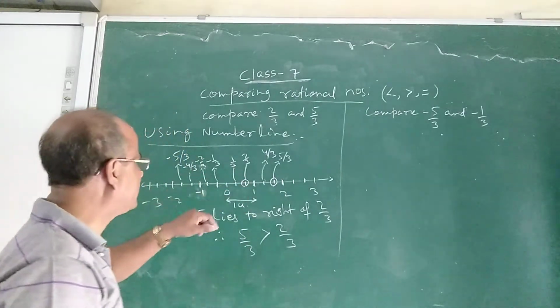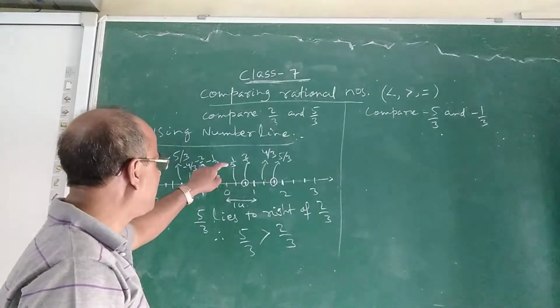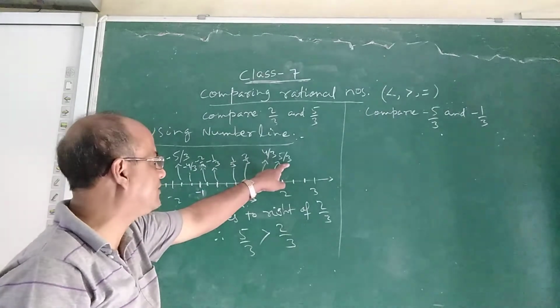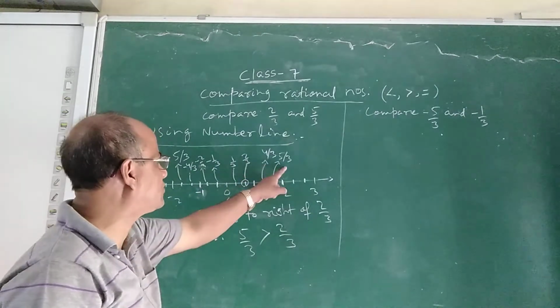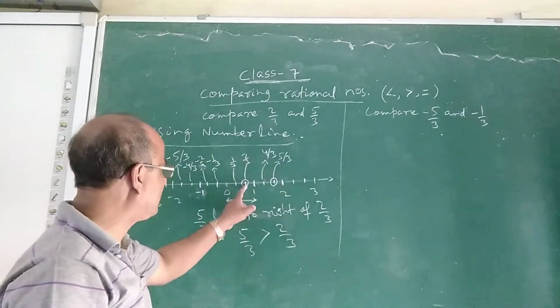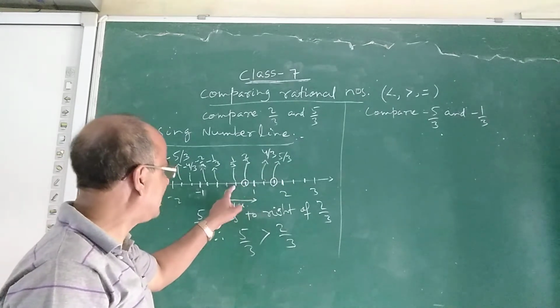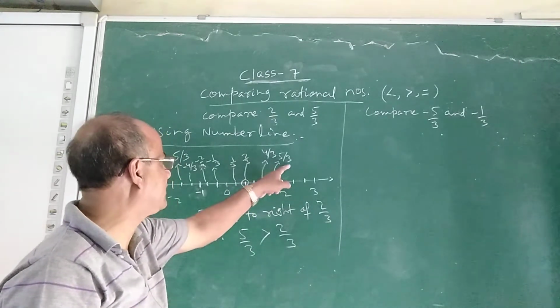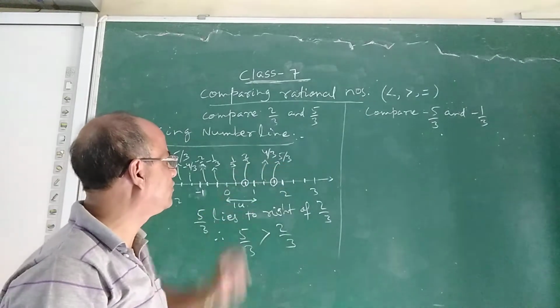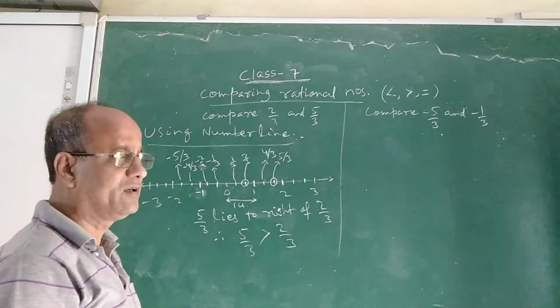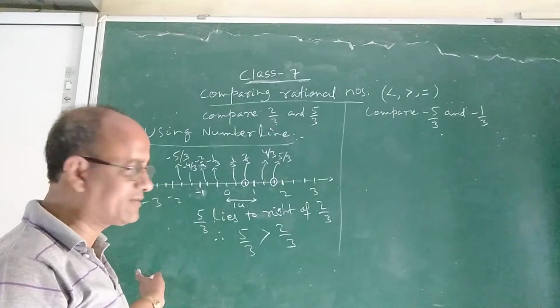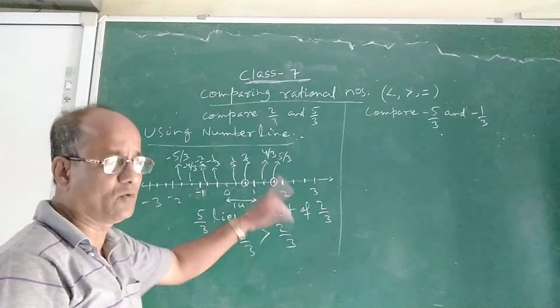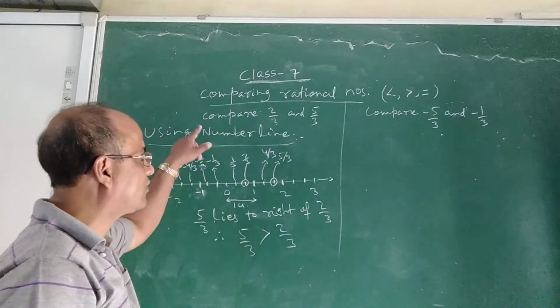Okay? Suppose I will ask you, compare 1 by 3 and 5 by 3. So clearly 1 by 3 lies to the left of 5 by 3. So definitely 1 by 3 will be less than 5 by 3. So any number lying to the left will be less, and any number lying to the right will be more or greater. Okay? So in this way you can compare.